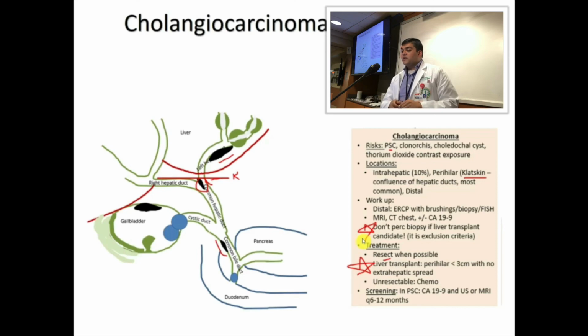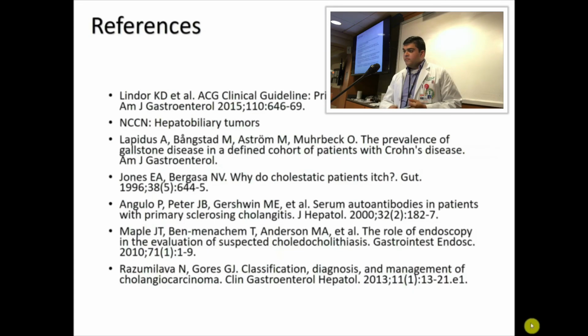And then if they're unresectable, you want to do chemotherapy. So screening for these, because patients who have PSC are at higher risk, you can do a CA-19-9 yearly and an ultrasound, or you can do an MRI every 6 to 12 months. And that's it.